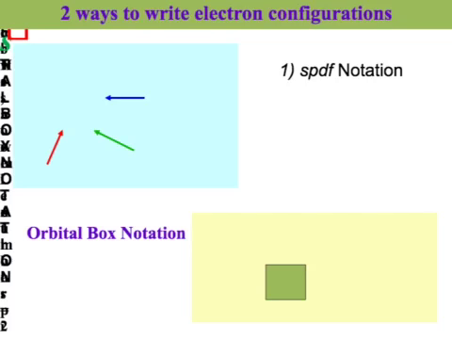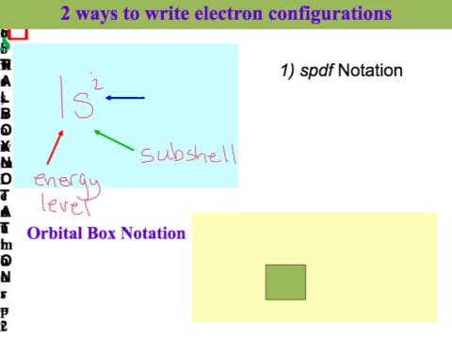We can do it with what's called the SPDF notation, where it would be something like this, 1s2. Let me rewrite that. This tells you the energy level. This tells you the subshell within that energy level, and that tells you the number of electrons in that subshell.